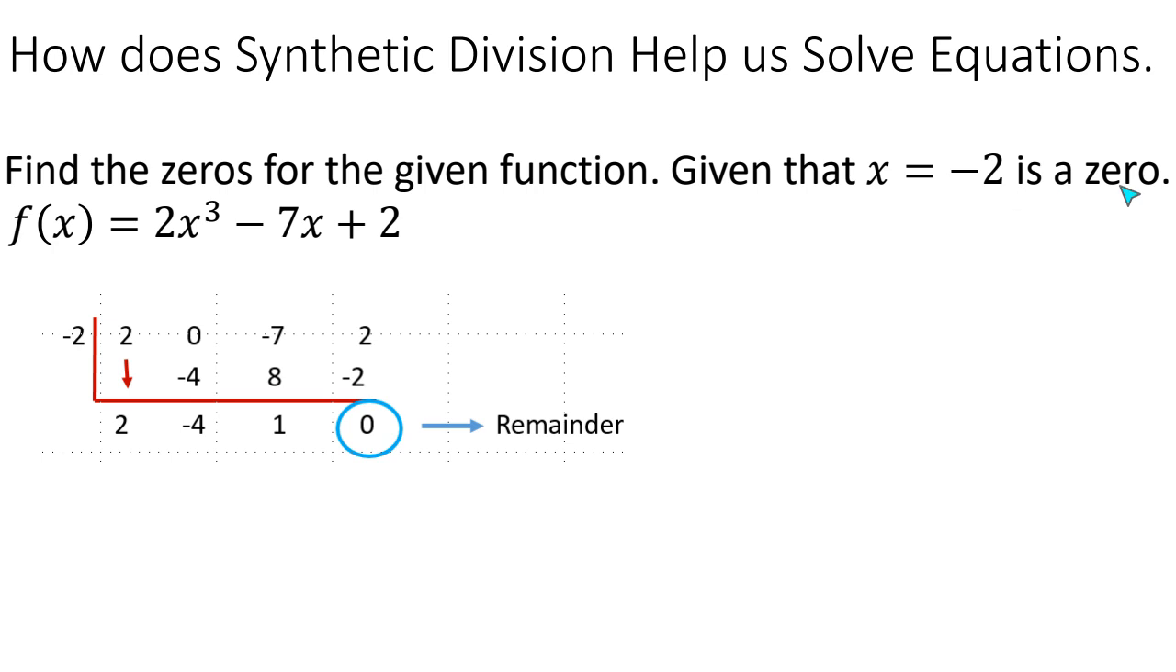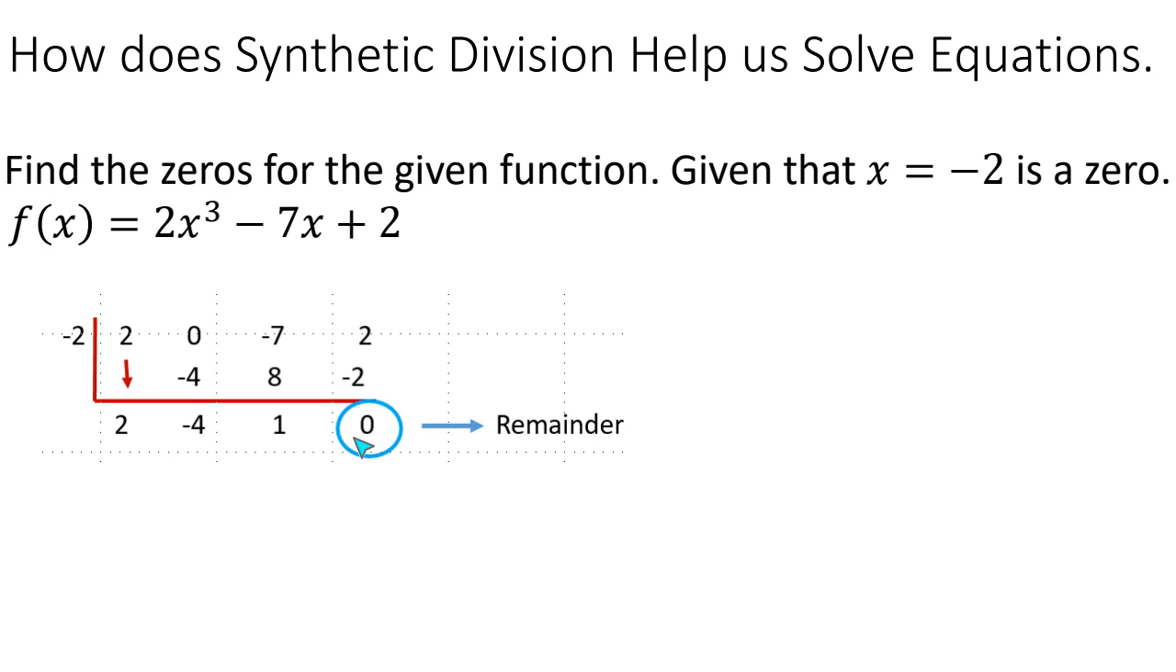Since they tell me it's a 0, then I better have a remainder of 0. So we bring the 2 down, times -2 is -4, plus 0, -4, times -2 is positive 8, plus -7, we get 1, times -2 is -2, plus 2 is 0. So it does give us a 0. If you get a different number, then you know that we did something wrong. So now this is how it helps us.